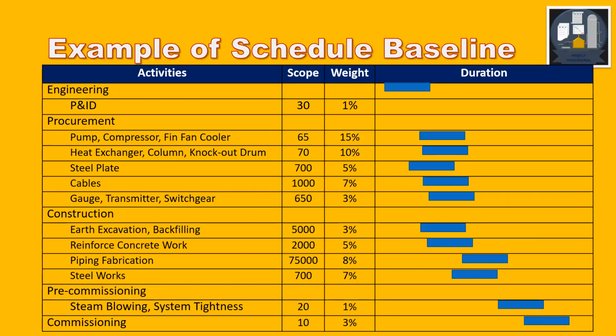Example of schedule baseline. We can see this on the right hand side, that each phase, engineering, procurement, construction, pre-commissioning, and commissioning, is further broken down. Then the scope, then the weight value. Then on the right are the bars over the duration. So for the scope like P&ID, how many P&IDs and how much is the weight. Then pump, compressor, fin fan cooler, how much is the weight, like that, all the weights are assigned.